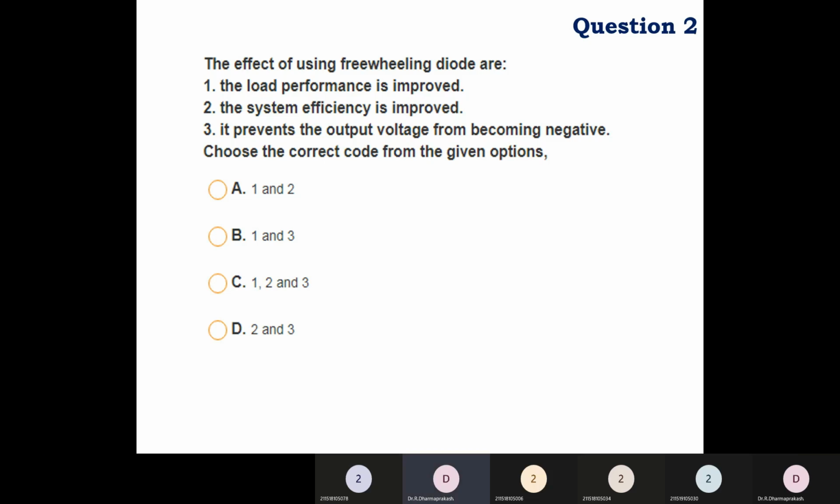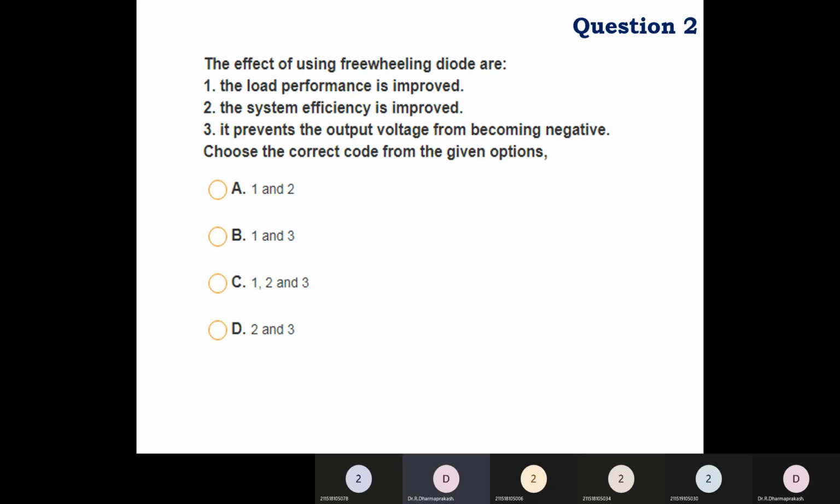The effects of using a freewheeling diode are: first, load performance is improved; second, the system efficiency is improved; third, it prevents the output voltage from becoming negative. Choose the correct code for the given option. As we already discussed, the load performance is improved when a freewheeling diode is connected in the circuit. It is right. And the second one, the system efficiency is improved. When we use the freewheeling diode, the current will be continuous, so the power delivered to the load will increase. When the output is increasing, automatically the efficiency also increases. So it is clear the system efficiency is improved.